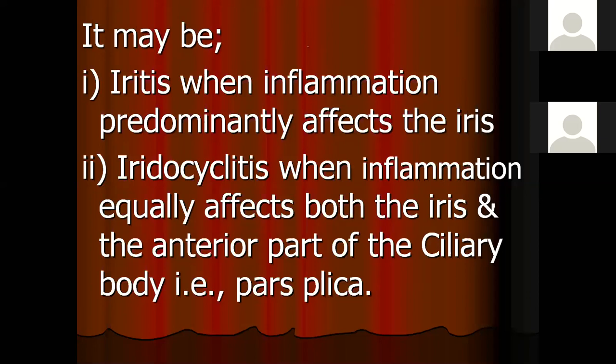Iritis means when the inflammation predominantly affects only the iris and the ciliary body is either not involved or is minimally involved. Iridocyclitis means when the inflammation equally affects both the iris and the anterior part of the ciliary body. The anterior part of the ciliary body is called pars plica. So if pars plica and iris are involved, it means it is iridocyclitis.